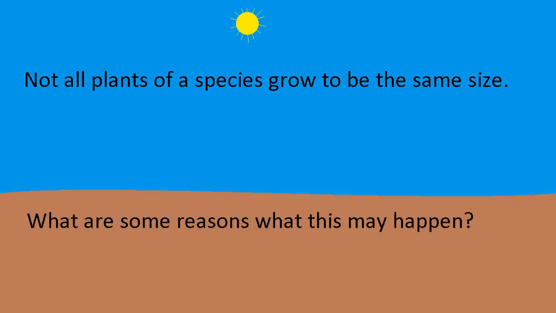You may have noticed that not all carrots grow to the same size. Why is it that this happens? Let's suppose that we plant a couple carrots. Except one of those carrots was planted between a couple beans.